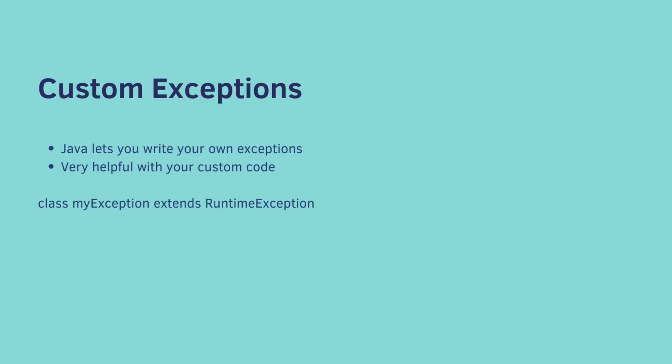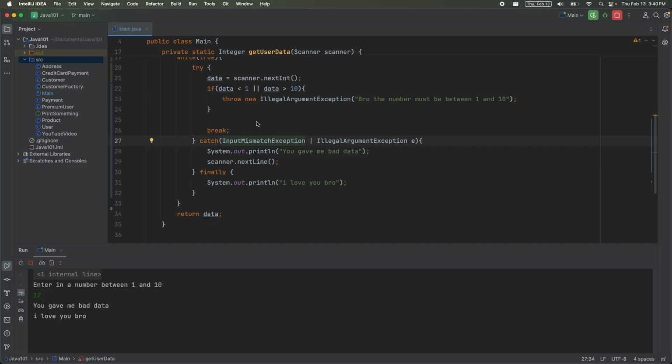Next up, we have custom exceptions. So Java lets you write your own exceptions. This is very helpful if you have a lot of custom code. So the way you do this is you say class myException extends the runtime exception, and then you can do whatever you want. So let's look at this exception. So throw new illegal argument exception.